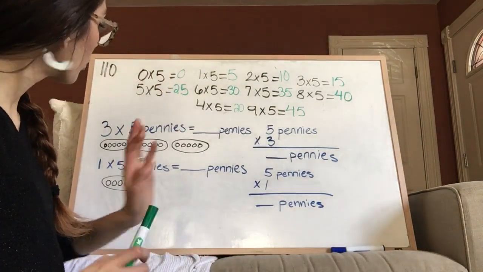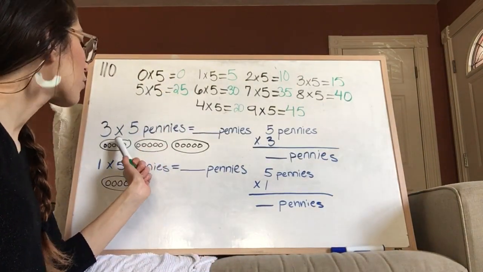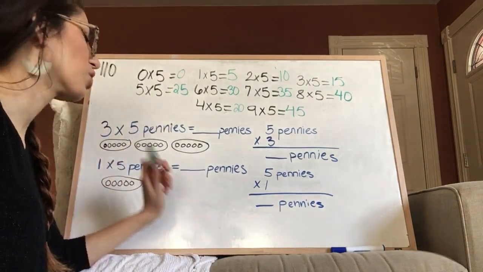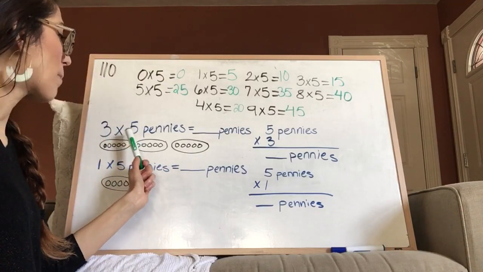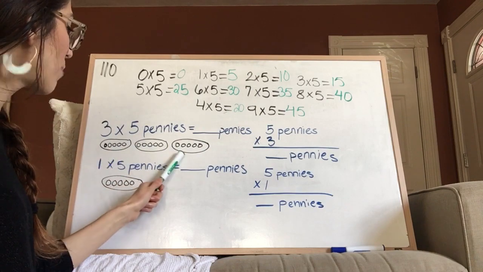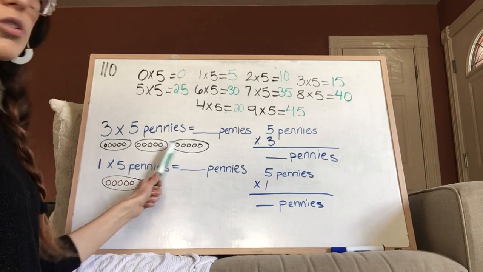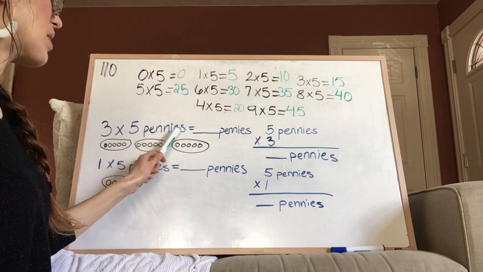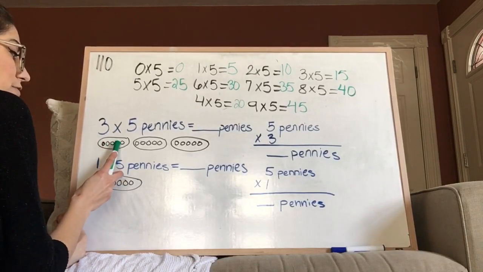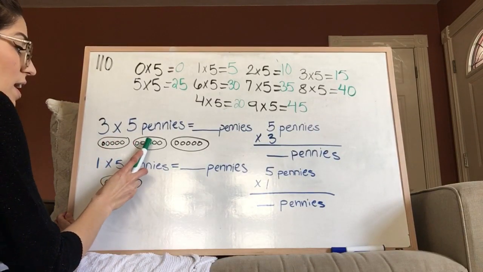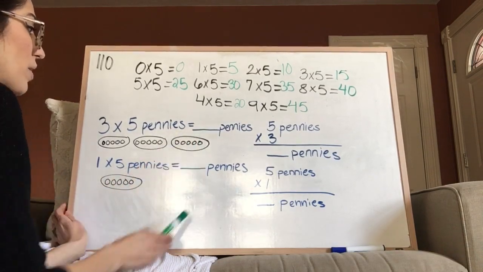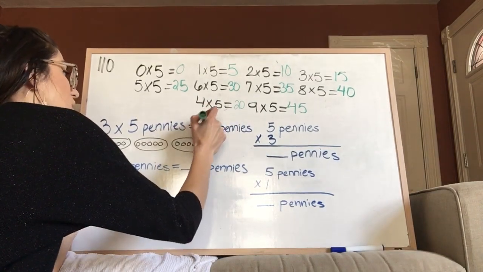So next, I'm going to show you how we get the multiplication facts we do, okay? So we have 3 times 5 pennies equals how many pennies? I showed 3 groups of pennies and 5 pennies in each group. We can count 1, 2, 3, 4, 5, 6, 7, 8, 9, 10, 11, 12, 13, 14, 15. So our answer would be 15 pennies.